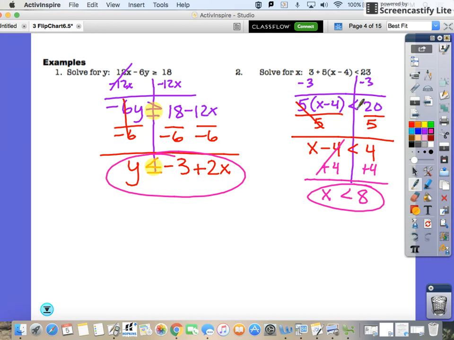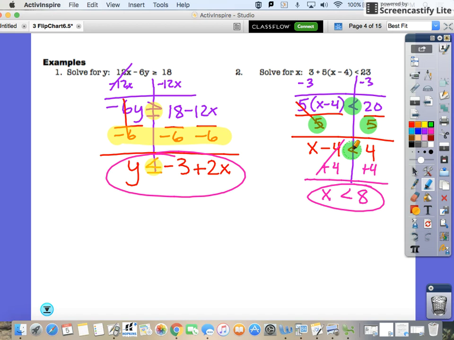So this one did not change because we did not divide by a negative. Over here, the problem was dividing by a negative. That's why it switched. Here we divided by a positive, so it stayed the same.